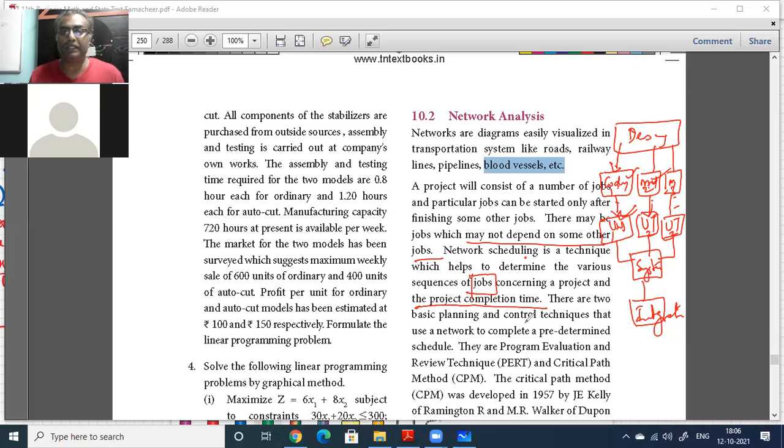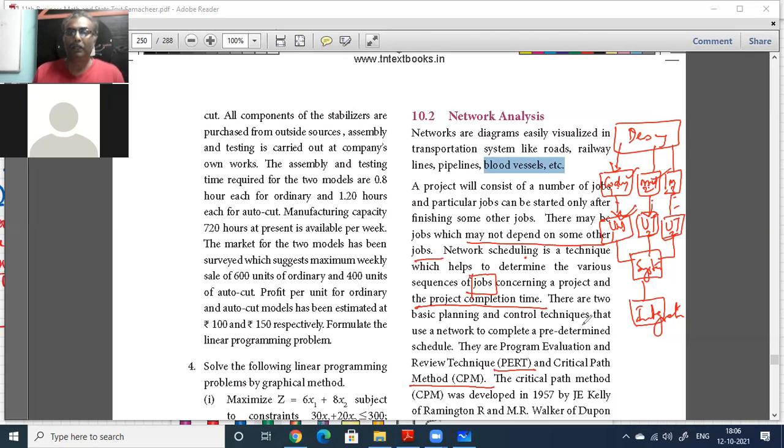So there are two basic planning and control techniques that use a network to complete a predetermined schedule. There are only two techniques. One is the Program Evaluation and Review Technique, which in short is called PERT, very famous. The other one is called the Critical Path Method, CPM.